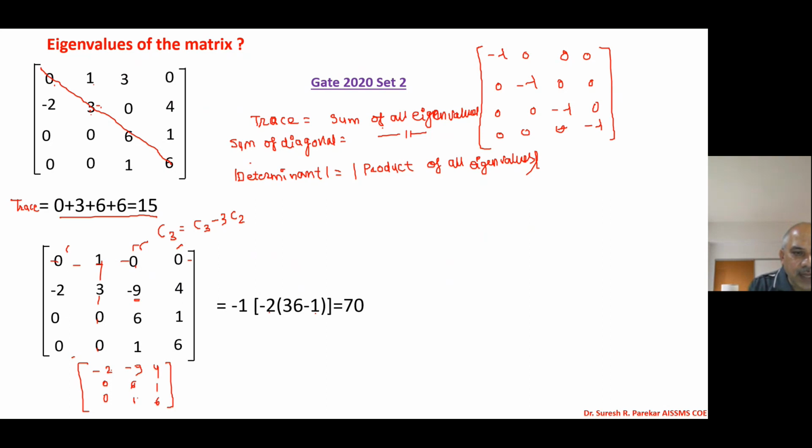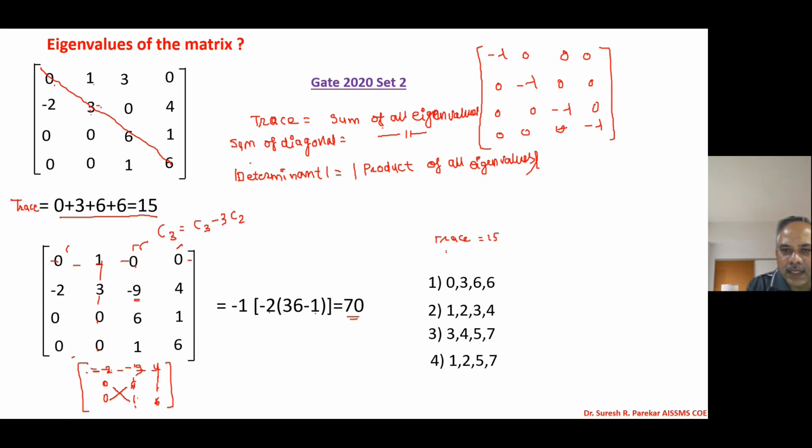Now for this minus 9, you can see if we go likewise, this goes and this goes: 0 into 6 is 0, minus 0 into 1 is 0. So we have only this value, which will be 70. And now we have these four options. Now we have trace 15 and determinant 70.